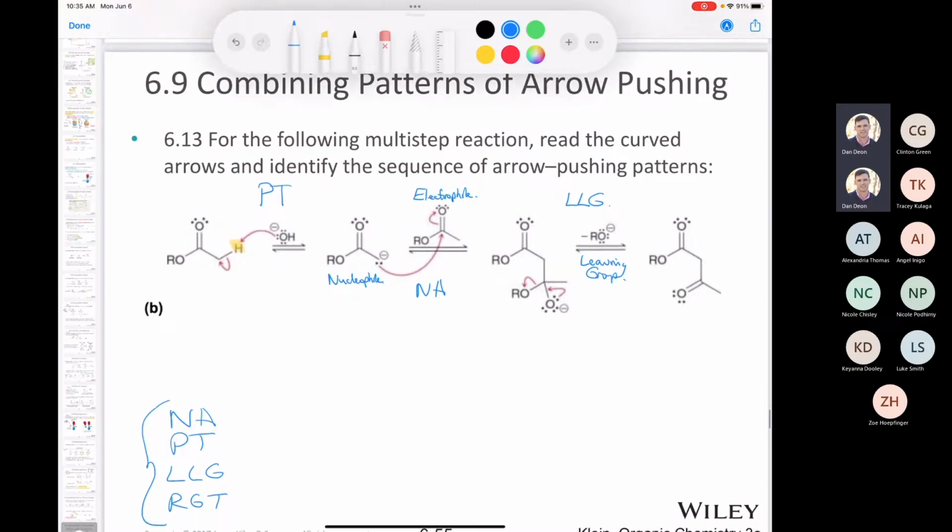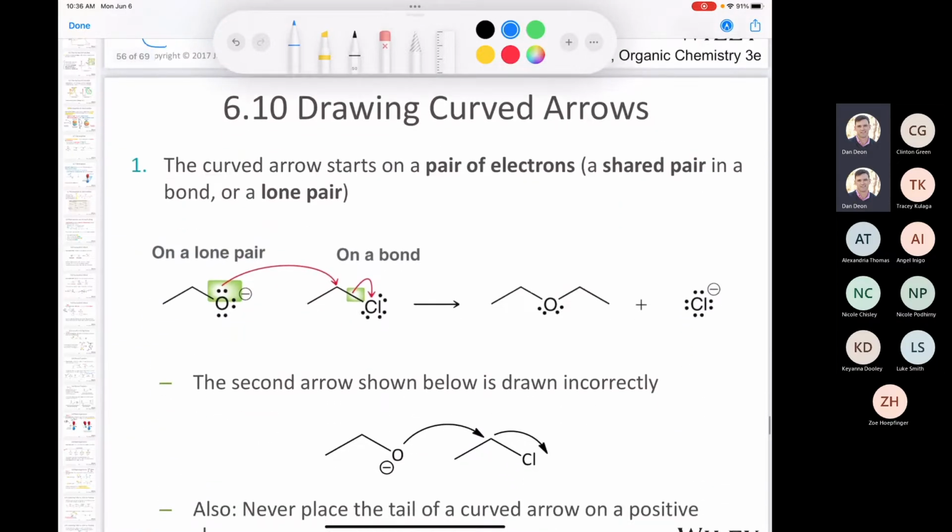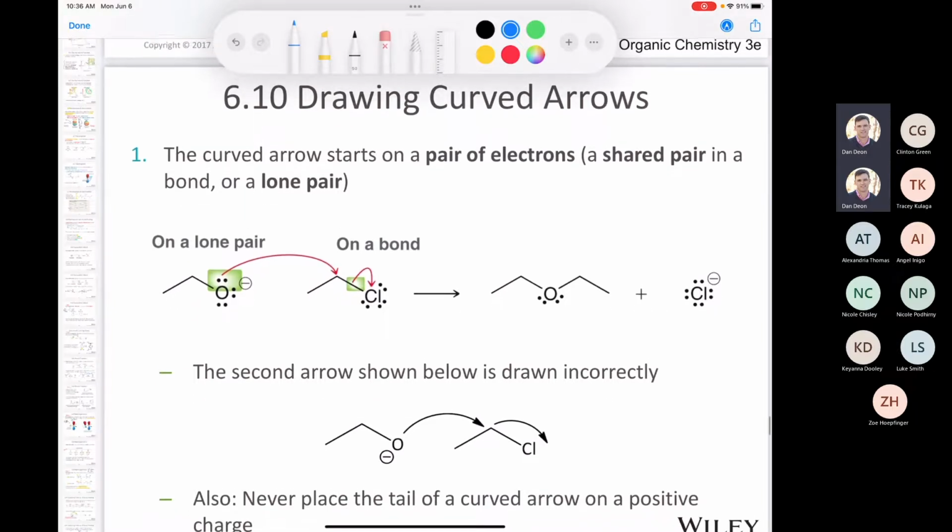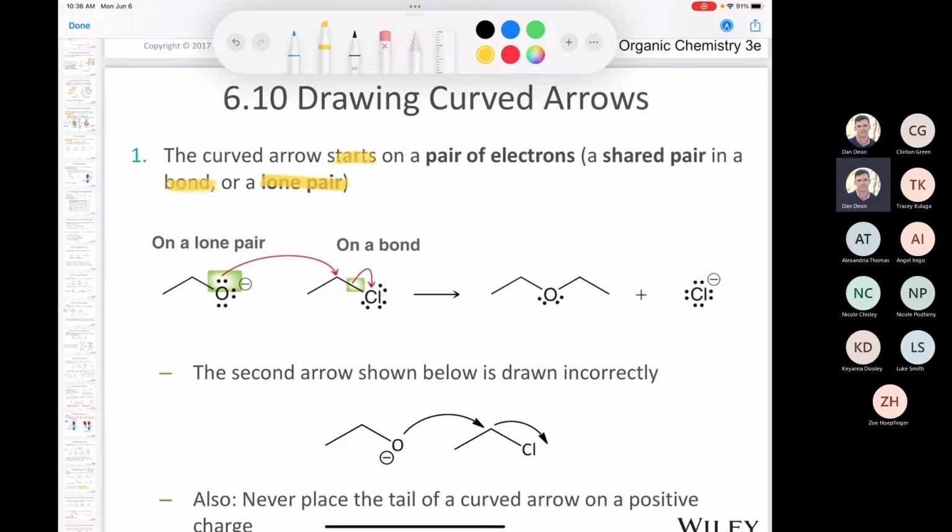So a little bit of practice in recognizing those. Some more rules that you need to know about drawing curved arrows. Just a few things that you have to look out for, things you don't want to do. One thing that you don't want to do is draw your arrows incorrectly. A curved arrow is always going to start on a pair of electrons. So the curved arrow should always start on a lone pair or on a bond. So we'll put here lone pair or bond. That's where your arrow is always going to start.